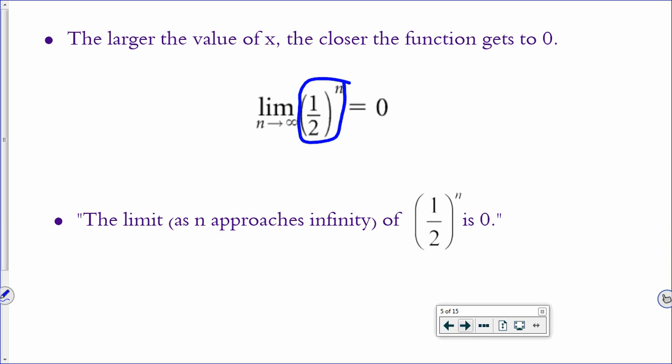That just means as n approaches infinity, as n gets bigger and bigger, like 1/2 to the 10th, 1/2 to the 100th, 1/2 to the 1,000th, the limit of the function is 0, even though it'll never actually reach it. So that's your first view of limit notation.